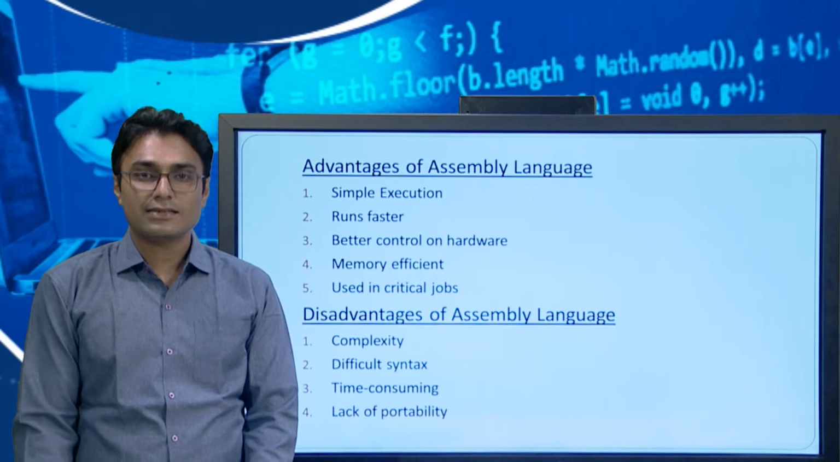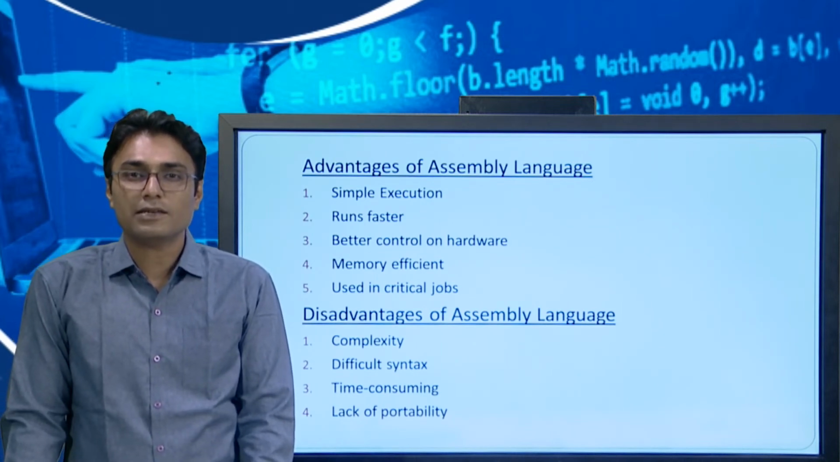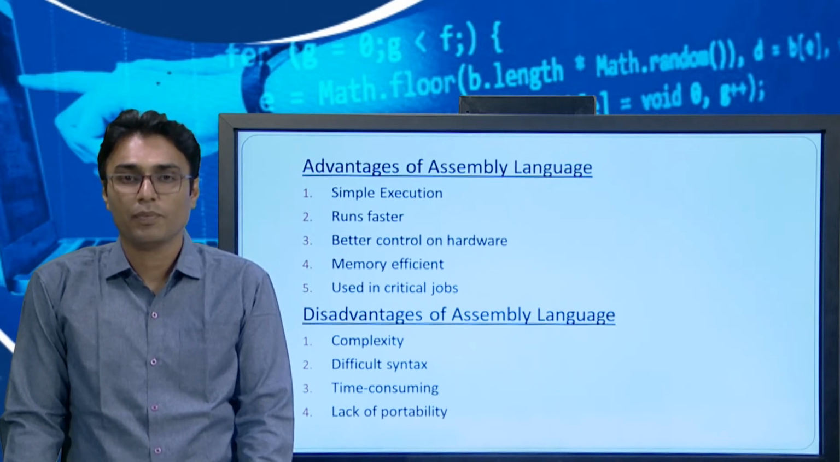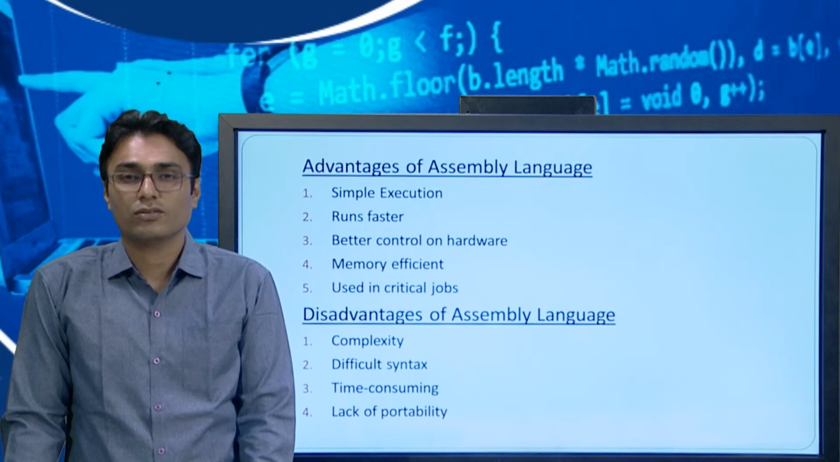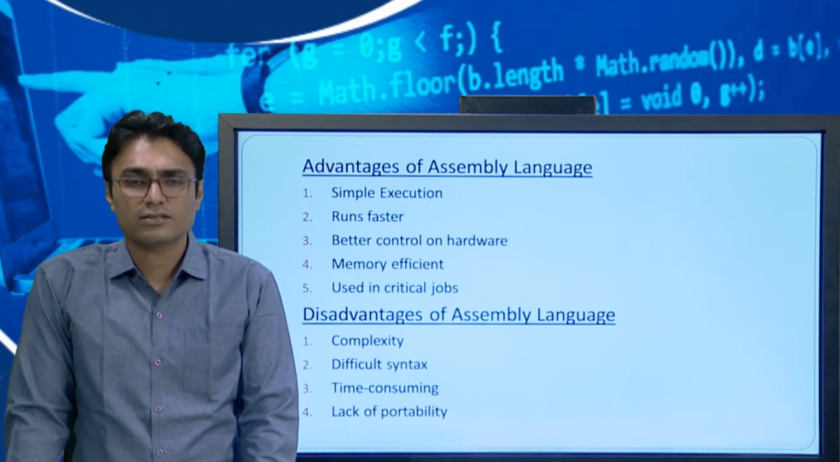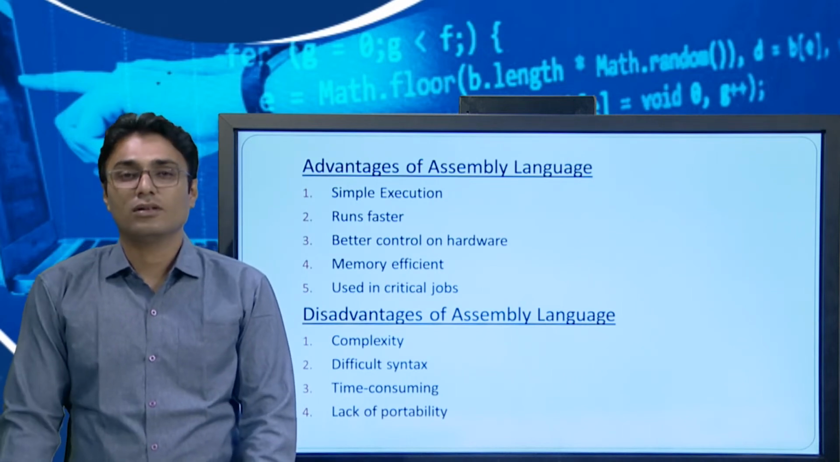So, the second one is difficult syntax. In the programming world, syntax represents the rules based on which the language is structured, right? So, the easier the syntax, the easier it is to write code. Unfortunately, the syntax of assembly language is complex, which makes the language difficult to learn.